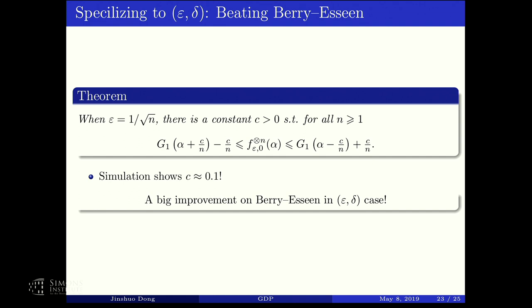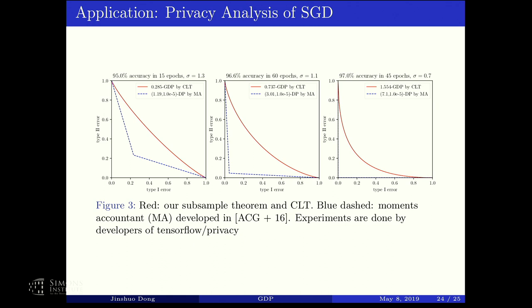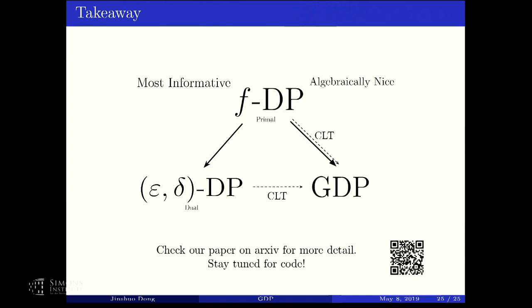We briefly mention the application. This is a comprehensive application because the analysis of SGD heavily depends on a composition theorem and also a subsampling theorem. So the red lines are our central limit theorem result. The blue lines are reported by this paper, which developed the moments accountant method. Just a disclaimer that we did not do any experiments. We're just analyzing the same algorithm with the same parameters, so we achieve a better bound. Okay. If you want to see detail, it's in this paper. And I guess I'll just leave it here and take questions.